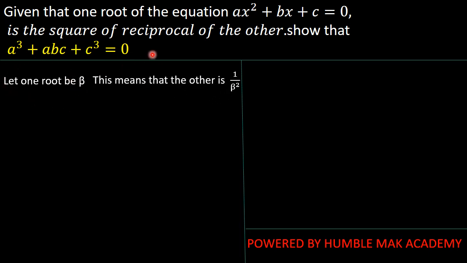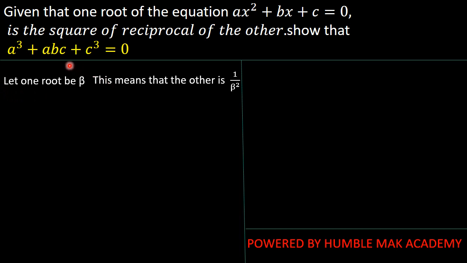Must be 1 over beta squared, because they said it is the square of the reciprocal. Square means you have the square, then reciprocal means 1 over it. Good. This is your first step. If you're unable to get this correctly, I don't know if you might be able to get this question correct.